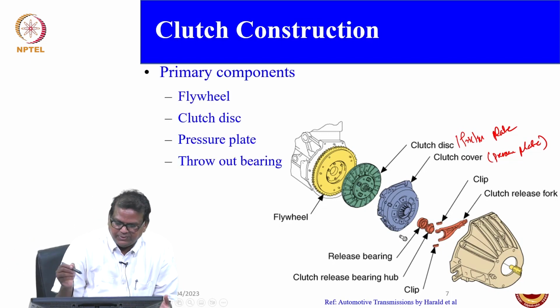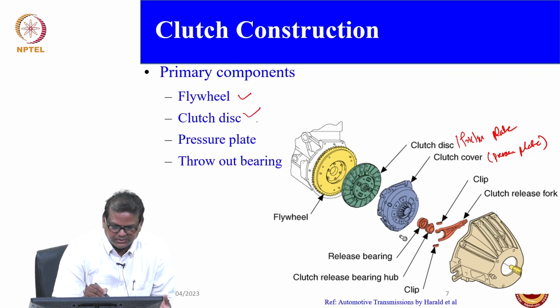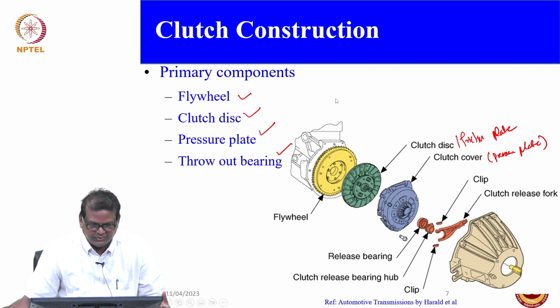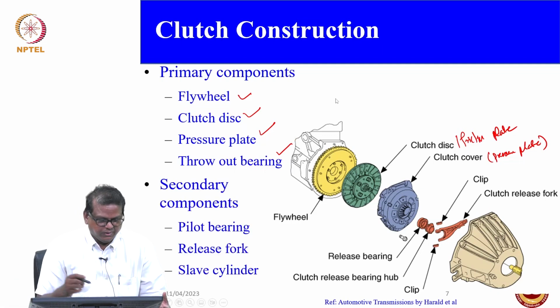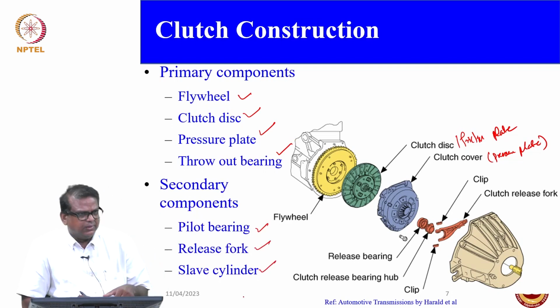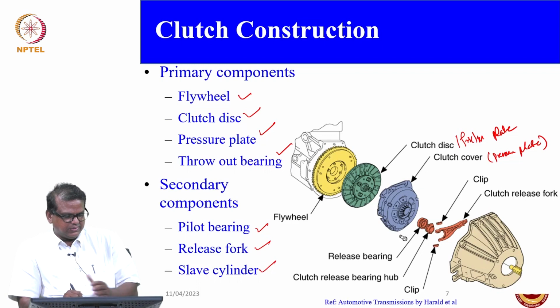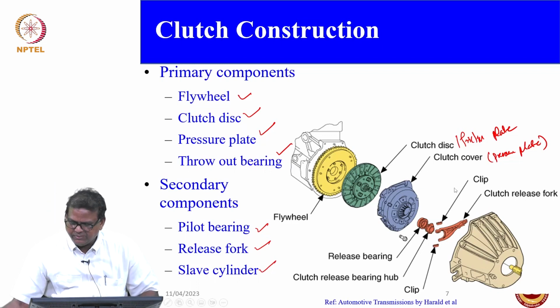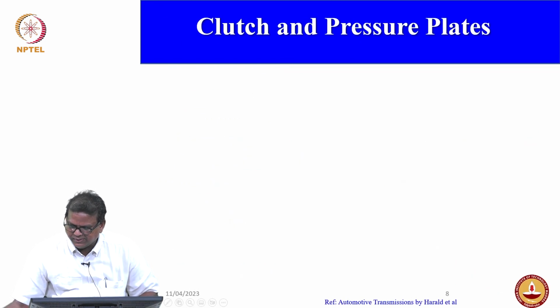So the primary components we are talking about are the flywheel, clutch disc, pressure plate, and the throwout bearing. Those are the primary components in the clutch system. Whereas the secondary components are a pilot bearing, a release fork, and a slave cylinder. Generally, a slave cylinder is for hydraulic applications. The operation can be done either by mechanical connections, or hydraulic, or both combined.